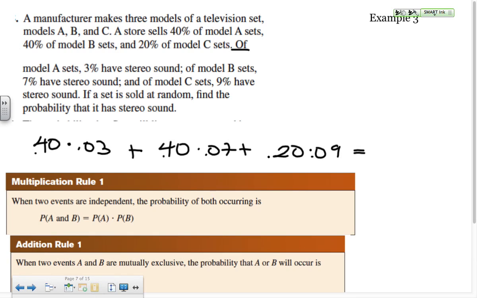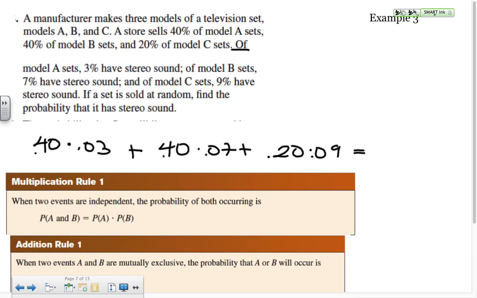This is a tough problem. This is a hard one to move through sometimes. So I probably will have to go over this one again, I bet, in class. So I'm using multiplication rule number 1 because they're independent. I'm also using addition rule number 1 because they're mutually exclusive. Set A is not set B.